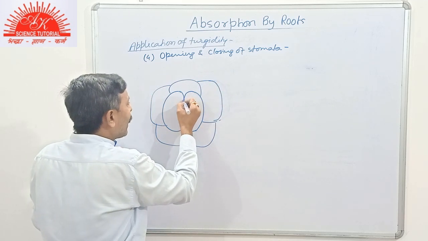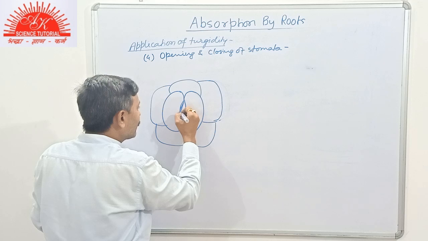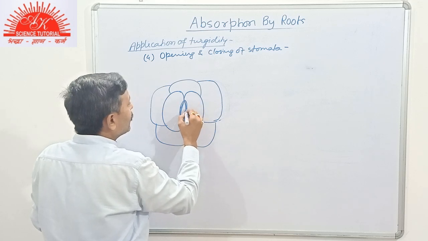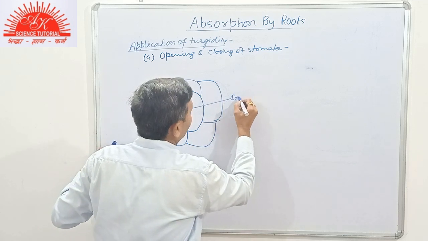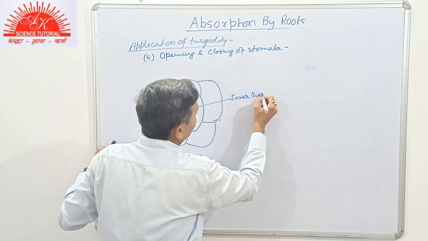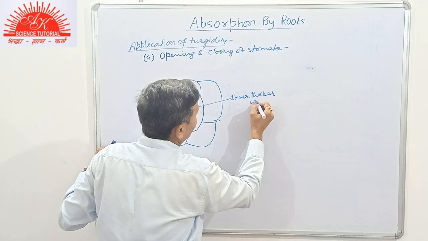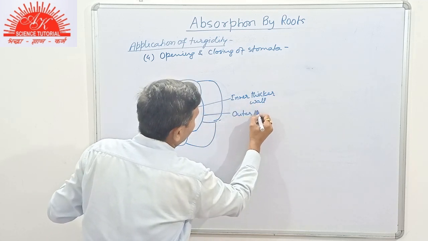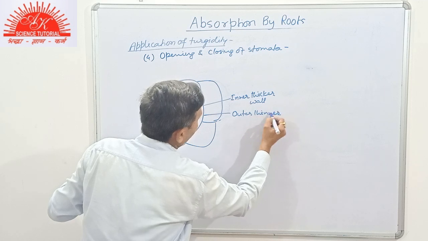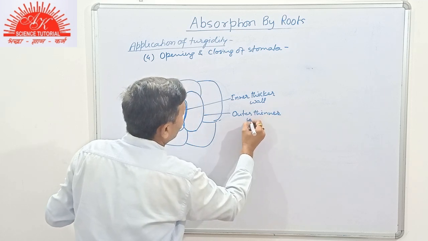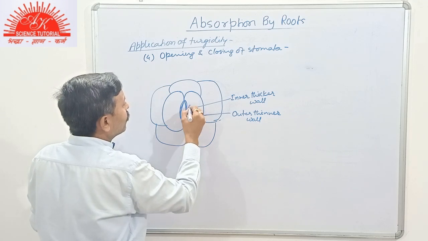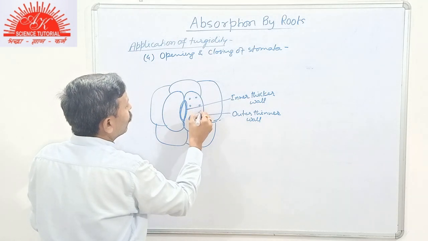Now this guard cell has an inner thicker wall. This is the inner thicker wall, and this is the outer thinner wall. This is a characteristic outer thinner wall. Now the guard cell, suppose, has a nucleus, and then there are chloroplasts.